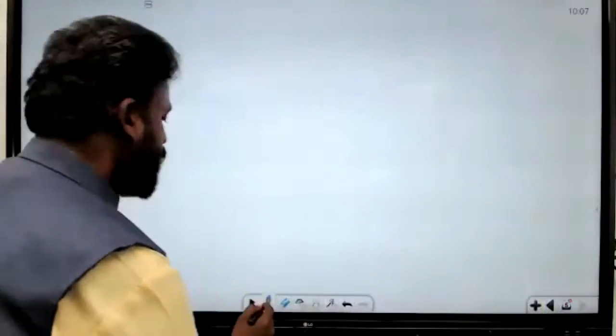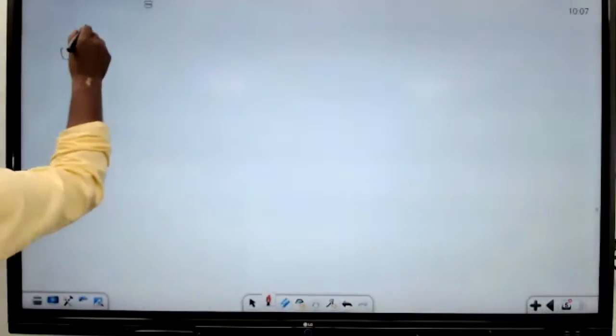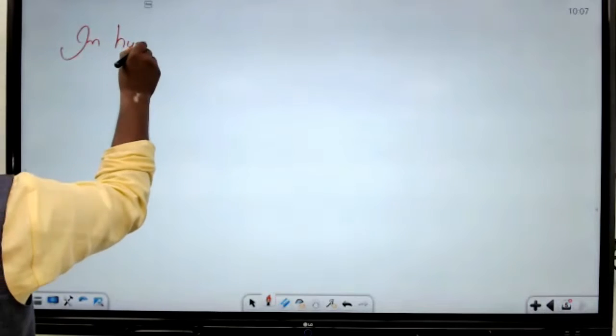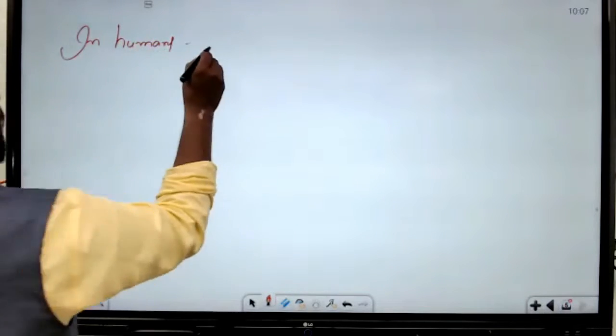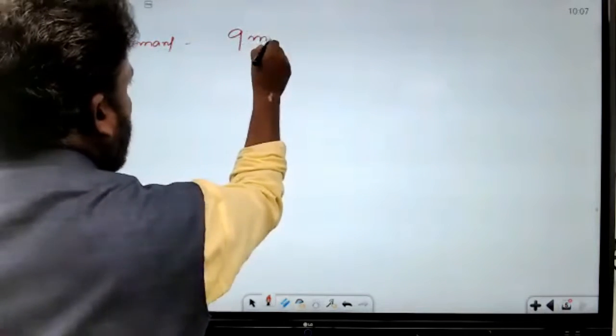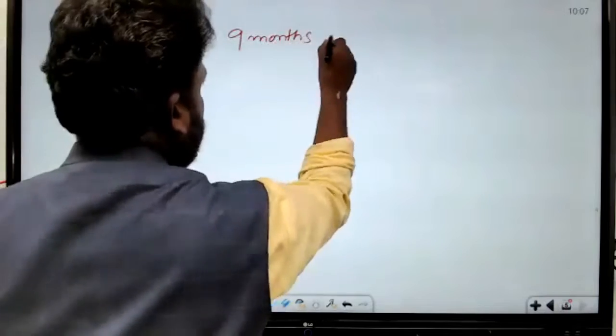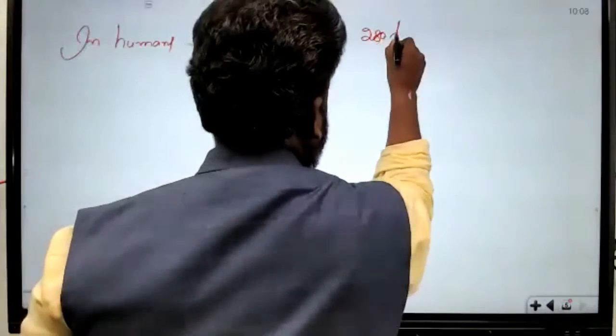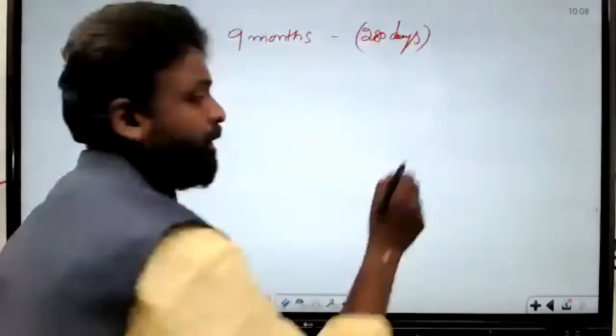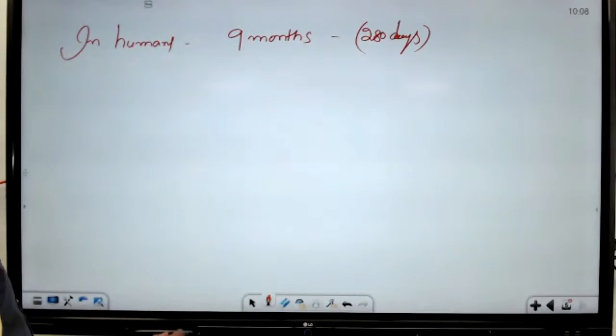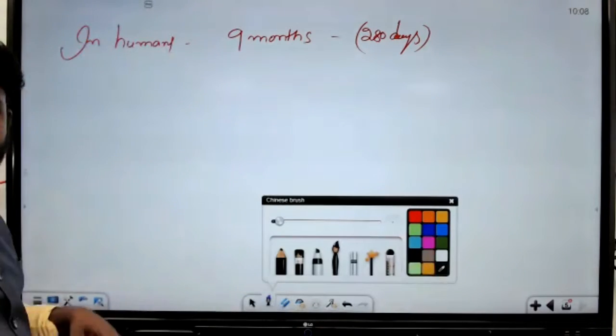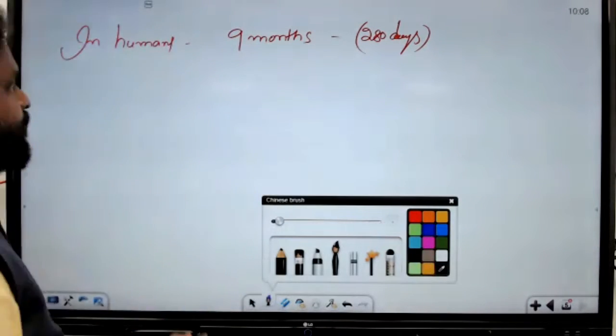Next one, there are differences in the length of embryonic development, nothing but the gestation period. For example, elephant gestation period is different, human gestation period is different, dog different, and cat also different. The first one we have to discuss is humans. In humans, pregnancy lasts 9 months, which is 280 days. Then what about the elephant? Last time it is about 22 months.